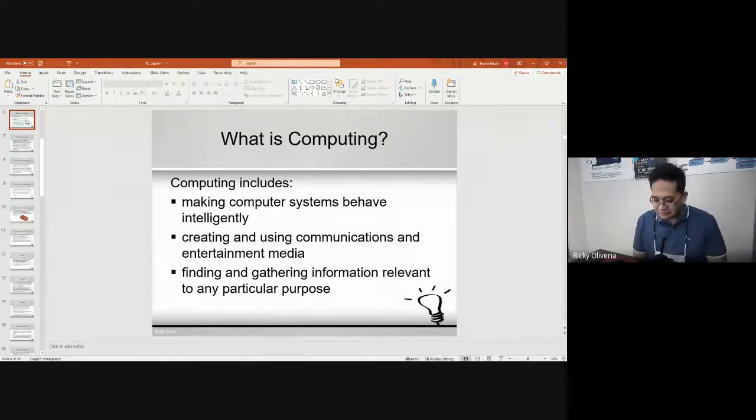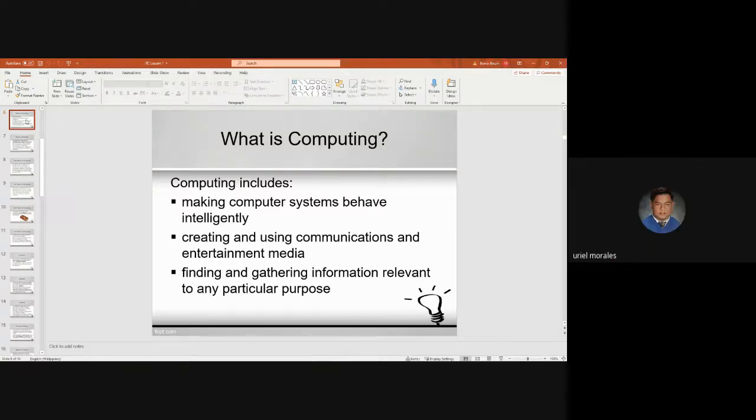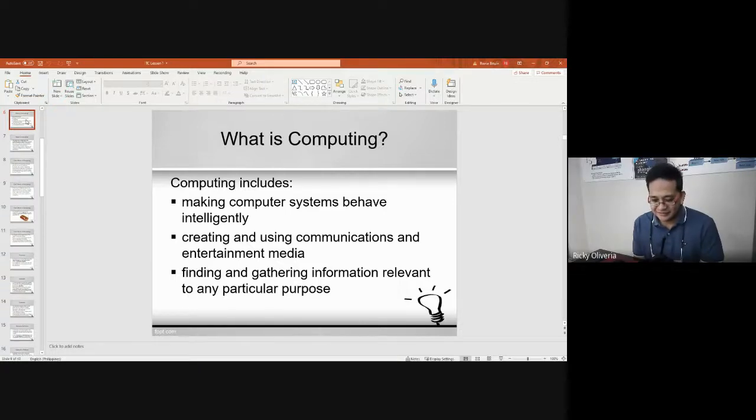Halimbawa, bigyan niyo ako ng example ng mga parang hardware na nagbe-behave intelligently. Yung parang matatalino. Sige nga. Meron ba kayong naiisip? O kaya ginagamit nyo dyan sa bahay nyo na parang, matalino to ah. May artificial intelligence to ah. Siri, sir. Si Siri. Okay. Sino pa? Google Voice Assistant? Yung latest. Alexa? Matagal na si Alexa. May bago na. Si Bixby. Di ba? Si Bixby na halos ngayon.